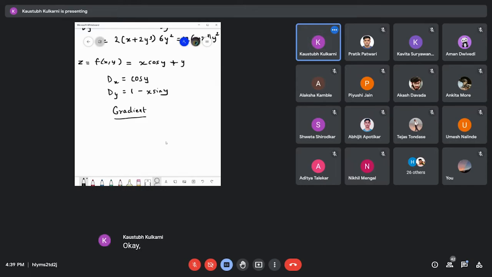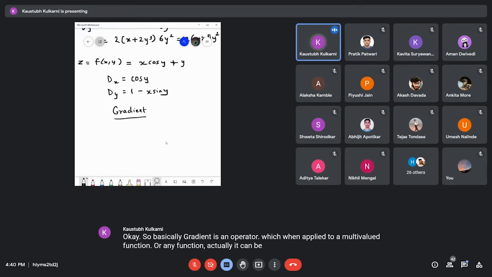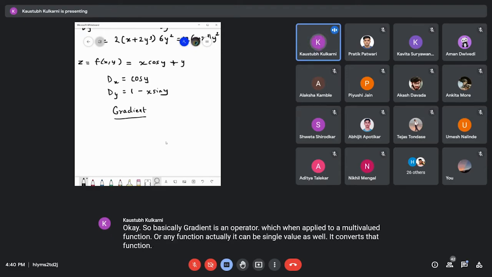Okay, so basically, gradient is an operator which, when applied to a multi-valued function, or any function actually, it can be single valued as well, converts that function into a vector.